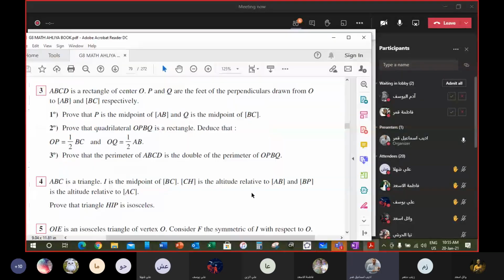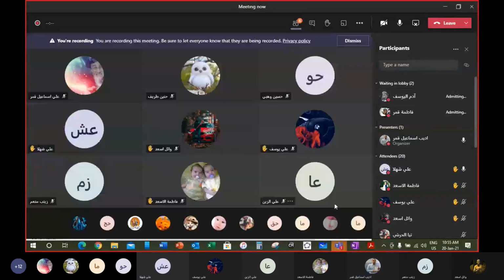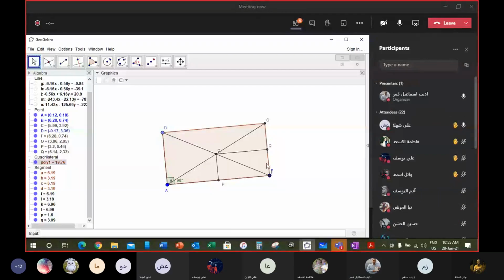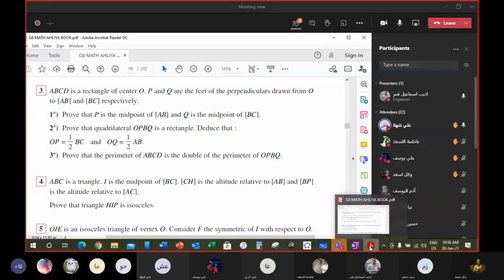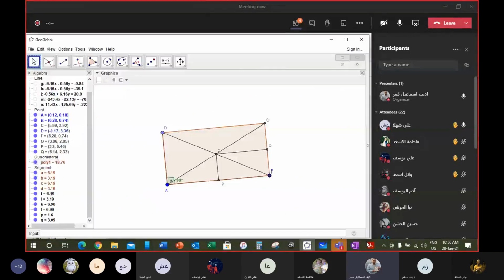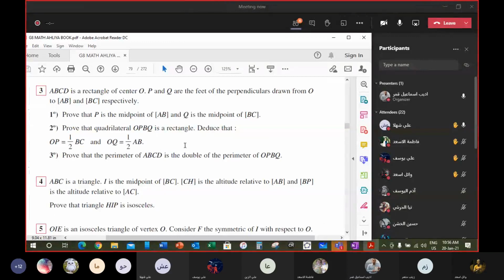Continue. مين كان عم يقرأ؟ أنا يا ستي. Prove that P is the midpoint of segment AB and Q is the midpoint of segment BC. Okay. فإذا خلينا نشوف إذا بعد في شيء عنا بالرسم. ما في عنا شيء بعد بالرسم. Let's take the figure to the board.